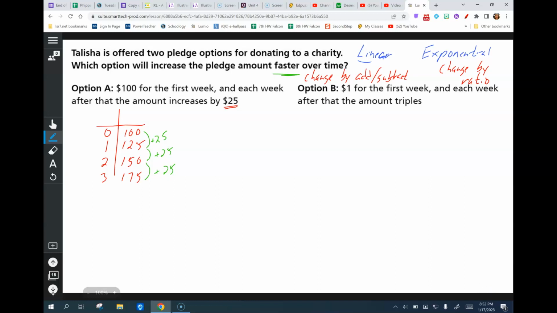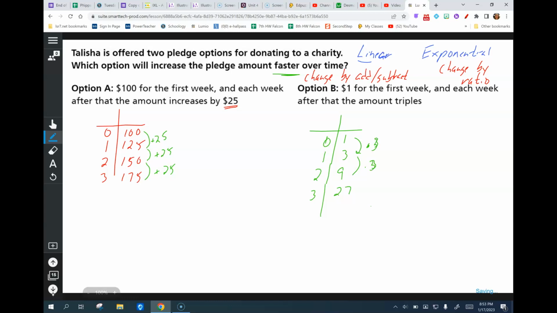Whereas for option B, the first week, you have $1. And each week after that, it triples. So if I triple it, I multiply by 3. That's first week is $1 for the first week. And then the second week, now notice what you're doing here is you're multiplying by 3 every time. So you're going to get a 9. Then for the third week, you multiply by 3, you get 27. See how it goes up so quickly?